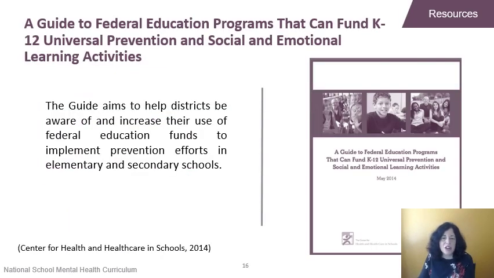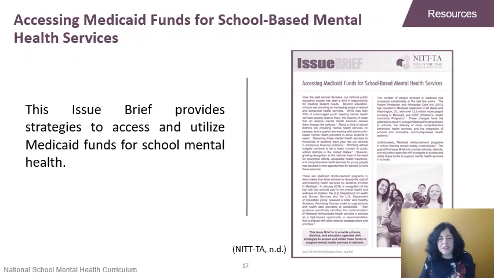General education funding has often been overlooked by school districts when searching for sources of support for prevention. This guide, developed by the Center for Health and Healthcare in Schools at the George Washington University Milken School of Public Health, is intended to help districts take advantage of those funds by identifying K-12 grant programs in the U.S. Department of Education that could be used to implement prevention efforts in elementary and secondary schools. This issue brief, developed by the Now is the Time Technical Assistance Center, provides schools, districts, and education agencies with strategies to access and utilize these funds to support mental health services in schools.